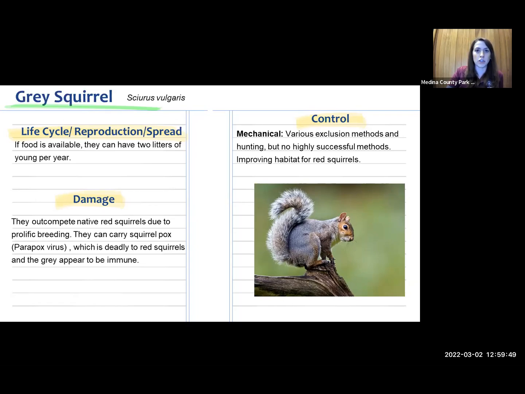So there's not really a good method for them to take care of them over there. Basically, the approach is to try to create as much red squirrel habitat and red squirrel boxes that the larger gray squirrel can't get into. But they really haven't come up with a better control method than that.